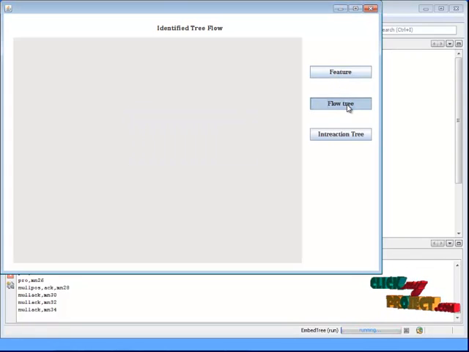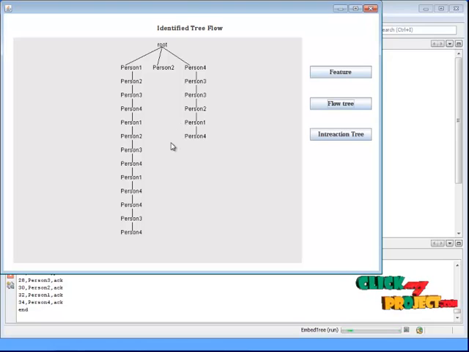After that, click the flow tree. Here this is a flow identification, but here we do not know the process, who did what. That we are not knowing. We are going to the speech person flow tree. Then this will be used for the next interaction tree.